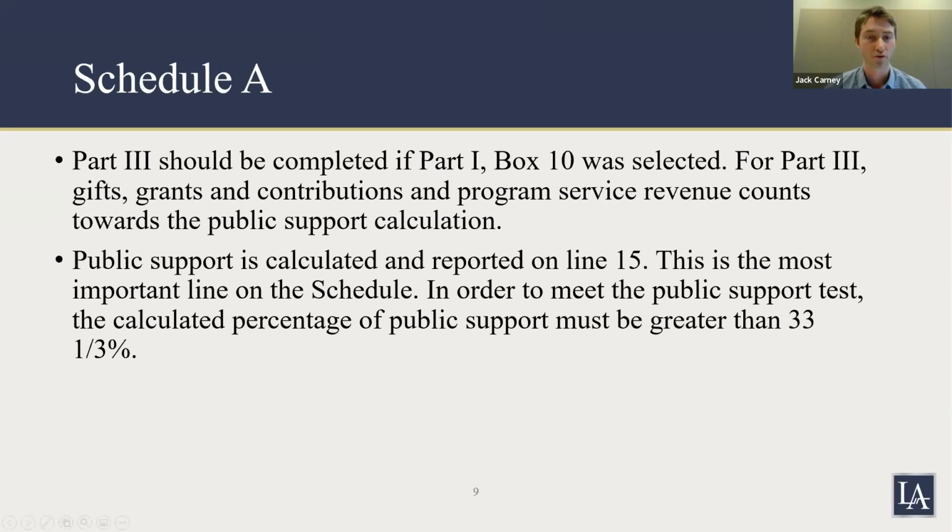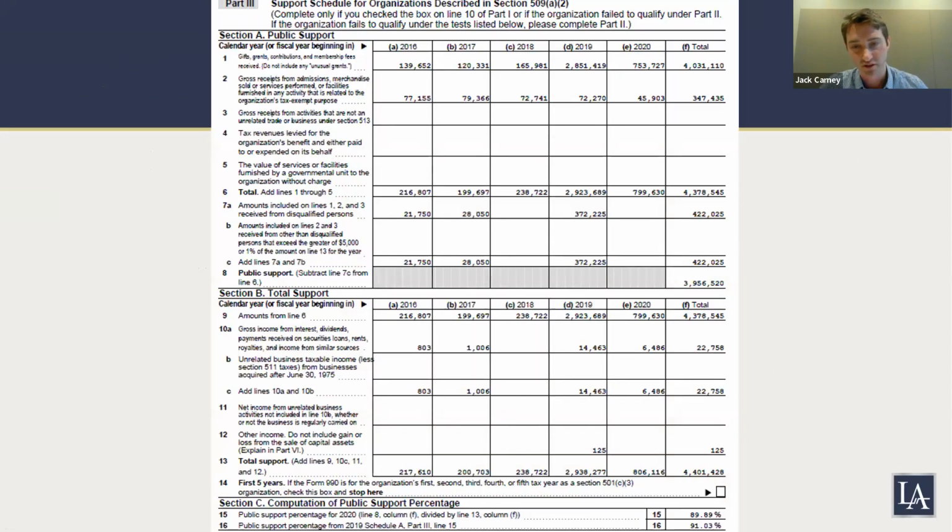So moving on to the actual Schedule A. This is just an example here. It covers a 5-year time period. Section A takes the public support from the return and compares it to Section B, the total support. As you can see at the very bottom on line 15, the public support percentage is almost 90%, 89.89%. That's a great number to be at. That's not going to raise any red flags with the IRS. This is showing that the entity is receiving mainly donations, membership fees, things that are all related to its tax-exempt function.